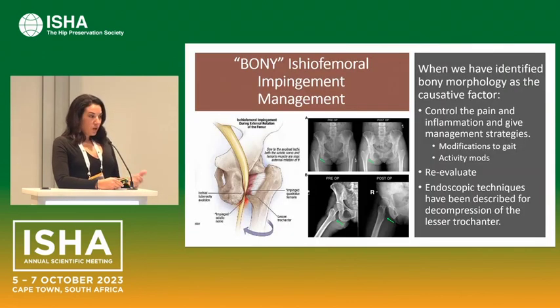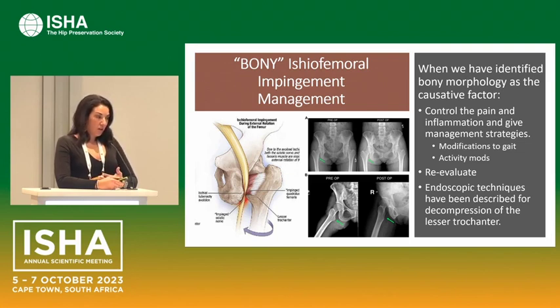With regards to the bony ischiofemoral impingement, Rob and Dave both kind of alluded to the fact that we have to make modifications to their gait or their training habits, their activity modifications, and kind of reevaluate. And unfortunately, at certain times in these particular patients, when there is an actual bony structure that's creating that compression on the nerve, a surgical endoscopic decompression of the lesser trochanter can be successful, and that's when I would refer them back to the surgeon.